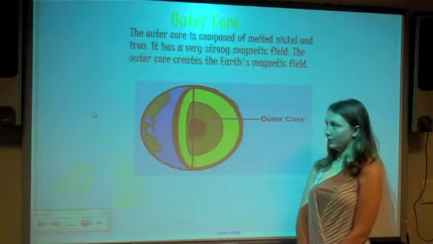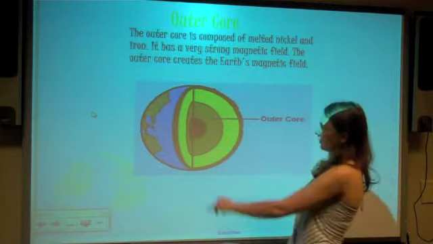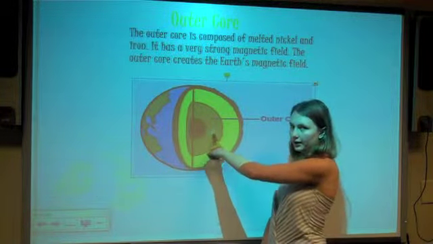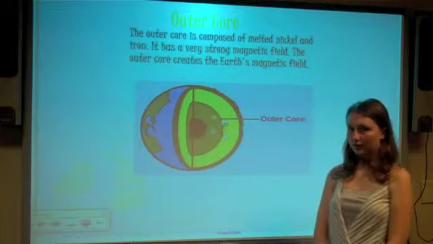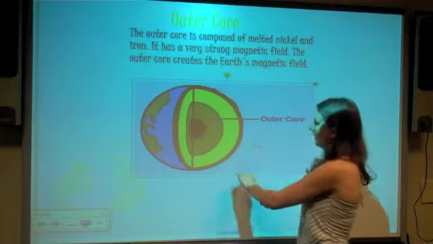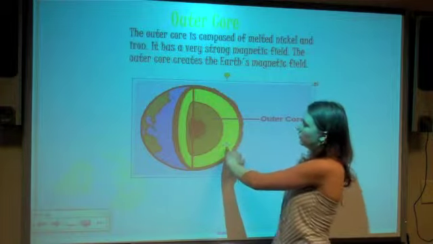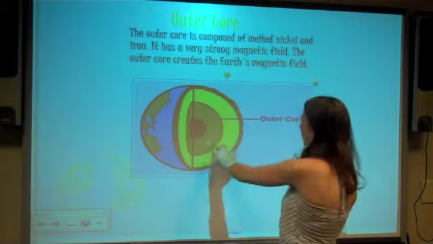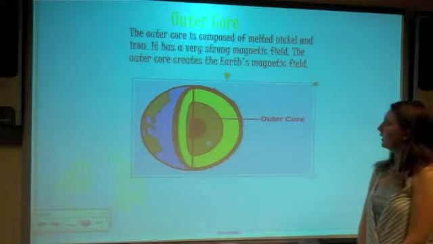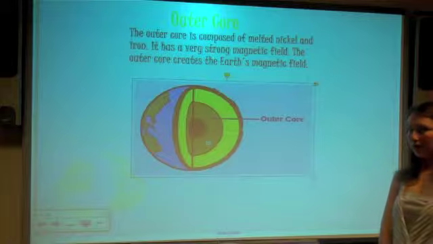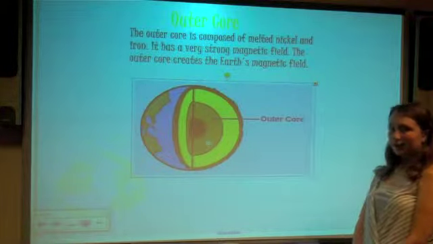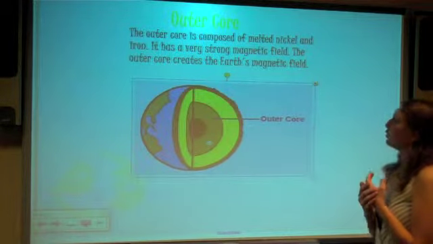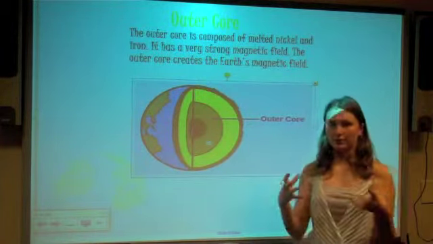This is the outer core, which is going to be your third part of the Earth. You have your crust, your mantle, which has 2 parts, the upper and lower mantles, and you have your outer core. The outer core is composed of melted iron and nickel. It has a very strong magnetic force, and it creates the Earth's magnetic field.